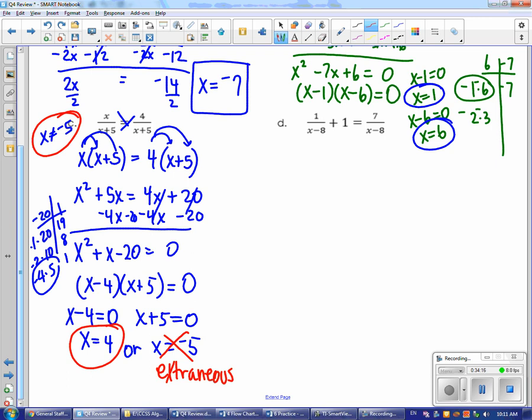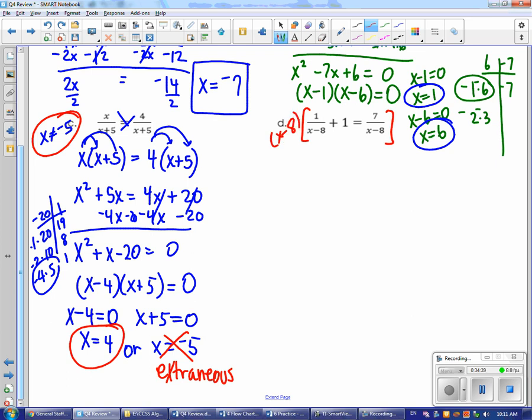So in this case, since I'm adding two rational expressions, well, I'm adding 1 over x minus 8 to a 1, in order for me to add those together, I would need a common denominator. What makes this nice is that if I multiply both sides by the common denominator, all of the denominators will end up canceling. And another thing that's nice about this one is that the common denominator is pretty obvious. It's just going to be x minus 8.